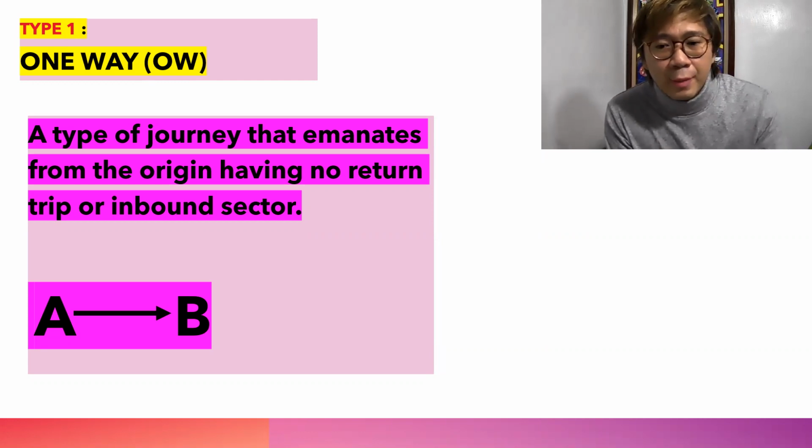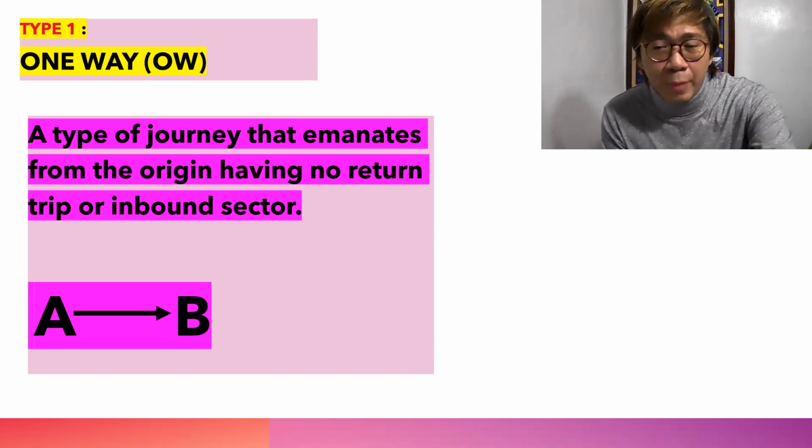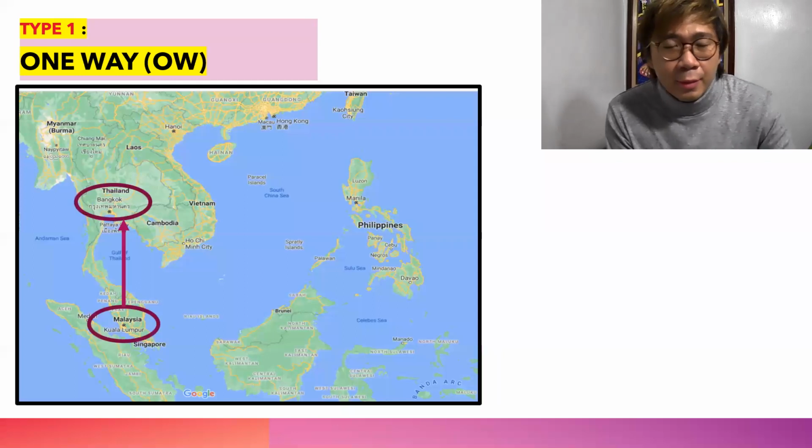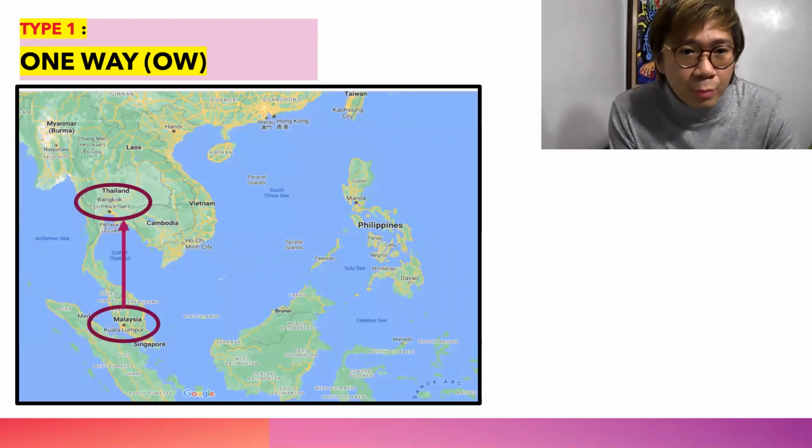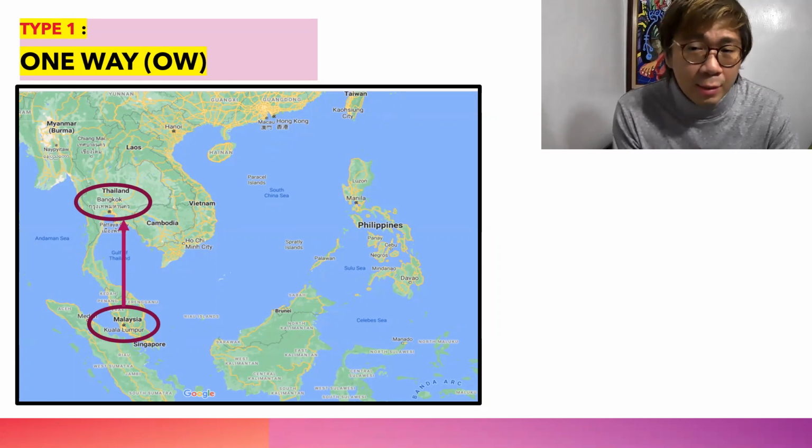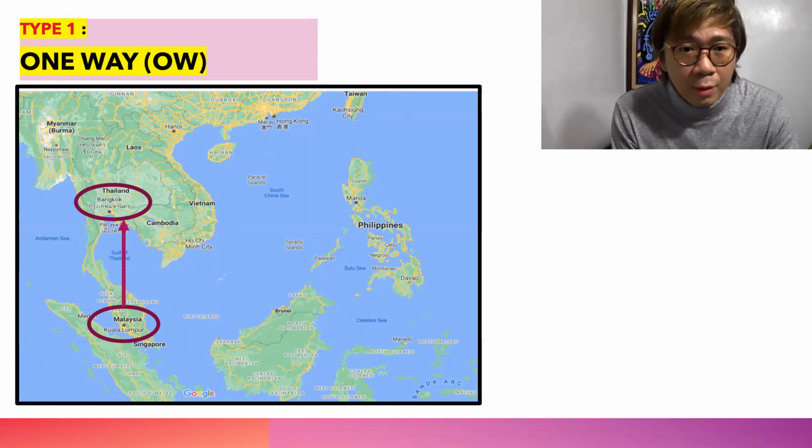Okay, so now to plot that in a visual map para mas maintindihan natin. So I prefer example. So Malaysia, Kuala Lumpur, going to Bangkok, Thailand is a type of one-way. So that's a one-way journey. So meron ba siyang portion pabalik? Wala. So it's only composed of an outbound sector or outbound leg, from Kuala Lumpur to Bangkok.